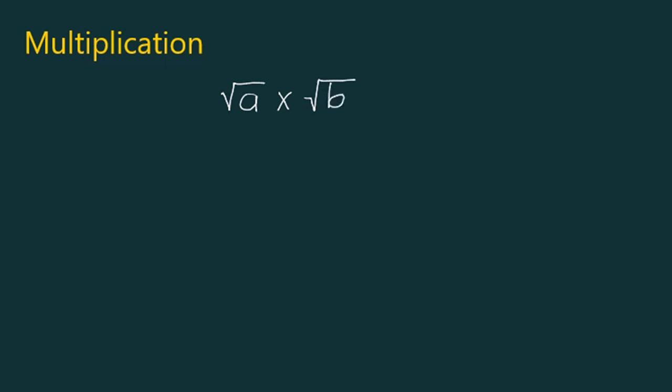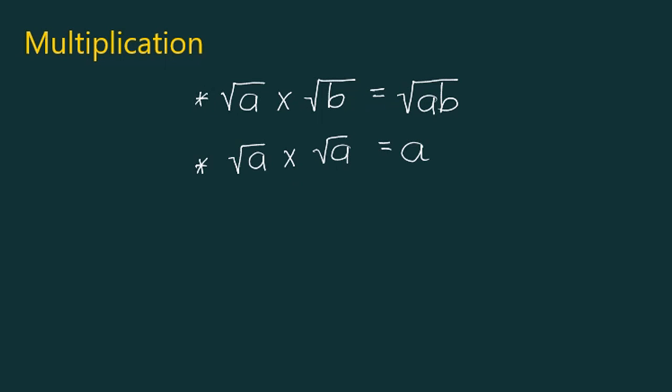The square root of a multiplied by the square root of b is equal to the square root of ab. We talked about this principle when we were talking about simplifying surds. So the root of a multiplied by the root of b is equal to the square root of the product of a and b. And the second one, the square root of a multiplied by the square root of a will give us a.